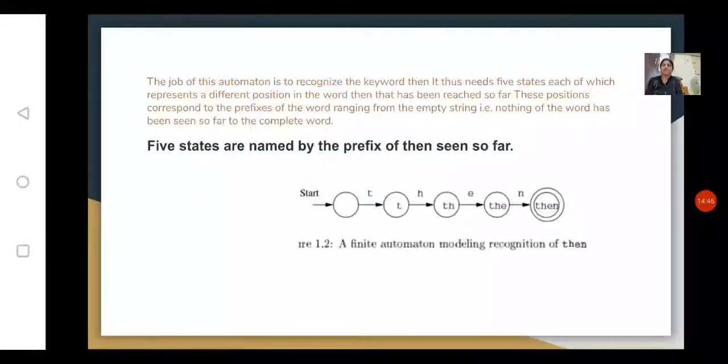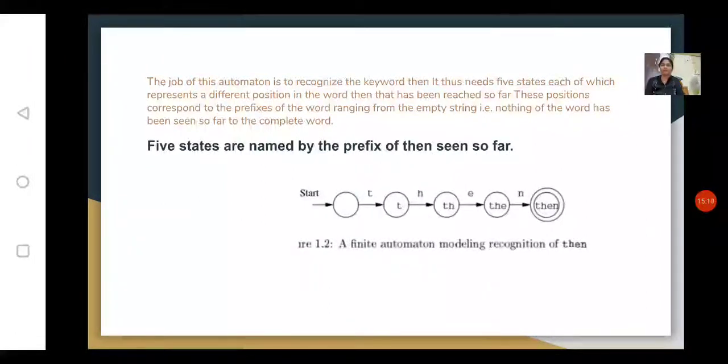Now the second automaton. The job of this automaton is to recognize the keyword, so it needs five states, each of which represents a different position in the word that has been reached so far. These positions correspond to the prefixes of the word, ranging from the empty string, where nothing of the word has been seen so far, to the complete word.